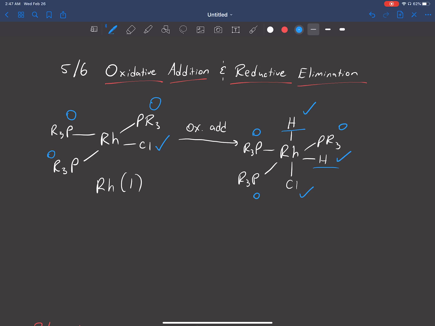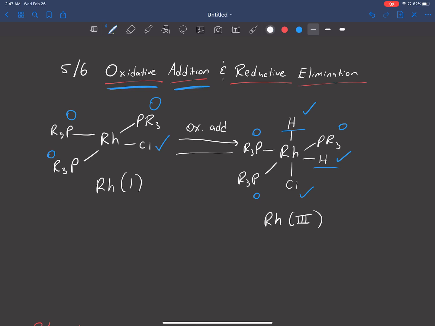So on the right, because I have 3 anionic ligands, which are going to be a charge of -3 overall, my oxidation state is +3. So you see, I'm increasing my oxidation state, which is an oxidation, therefore oxidative, and I'm adding something, so addition.